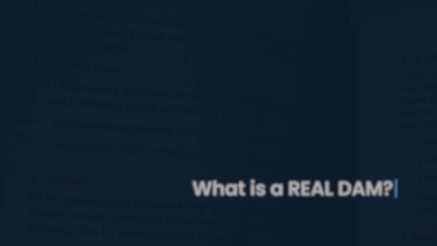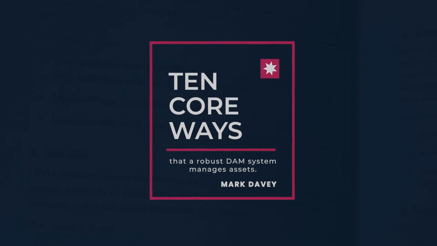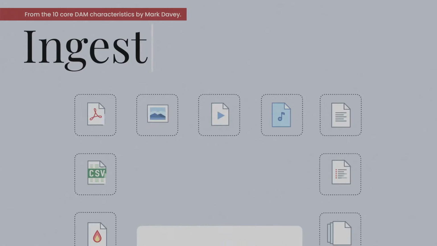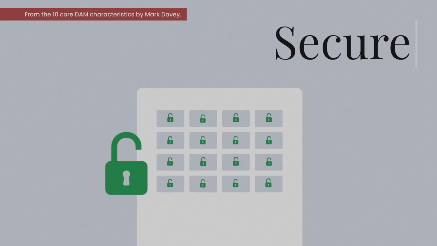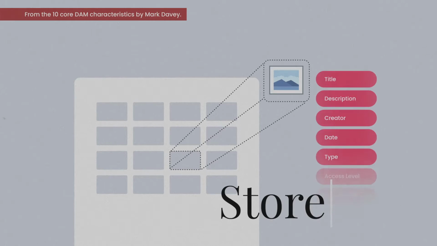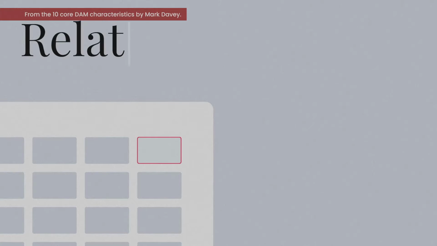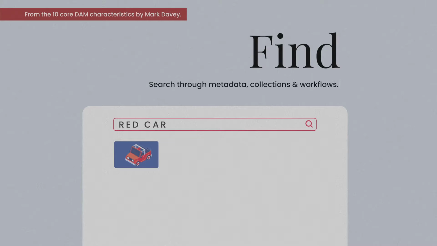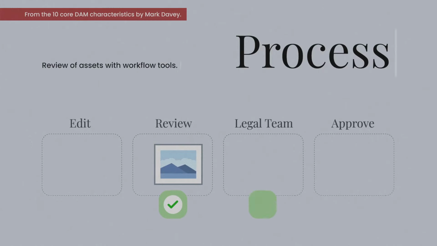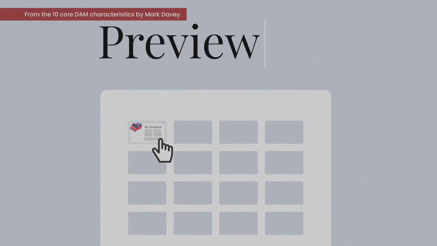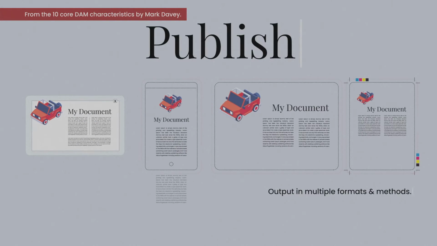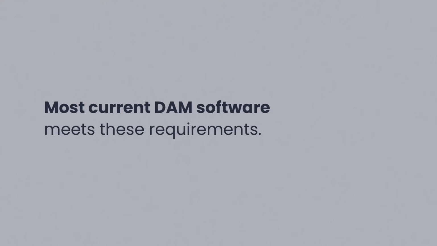When she goes into more detail, Theresa identifies 10 core ways that a robust DAM system manages digital assets. It must ingest, secure, store, transform, enrich, relate, find, process, preview, and publish the digital assets that it manages. Most current DAM software meets these requirements.